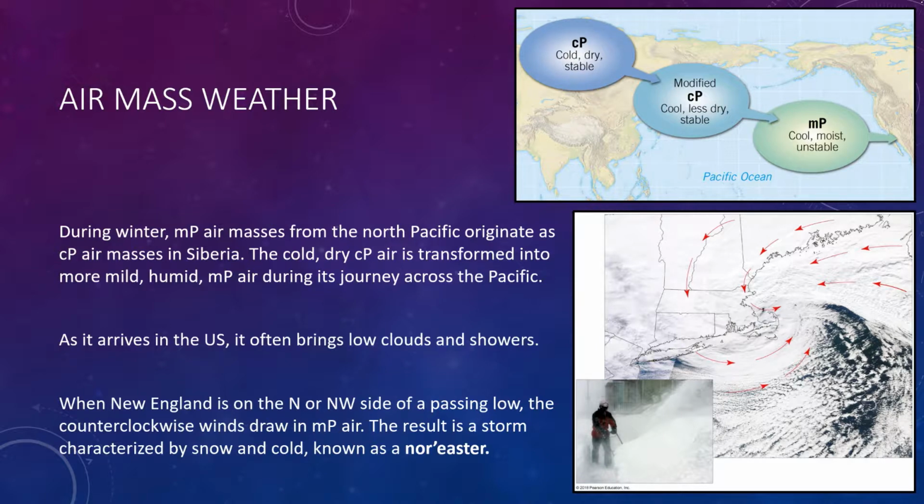Maritime polar air also originates in the North Atlantic off the coast of eastern Canada, and occasionally influences the weather on the northeast side of the United States. In winter, when New England is on the northern or northeast side of a passing low-pressure system, the counterclockwise cyclonic winds draw in maritime polar air. The result is a storm characterized by snow and cold temperatures known locally as a nor'easter. So you can see an example of a nor'easter here. So here's the northeast United States, and here's our low pressure system moving through, giving us the nor'easter that we typically find in the winter.